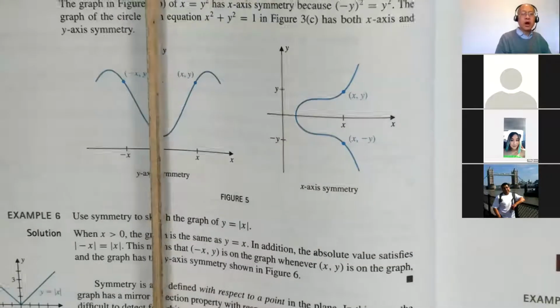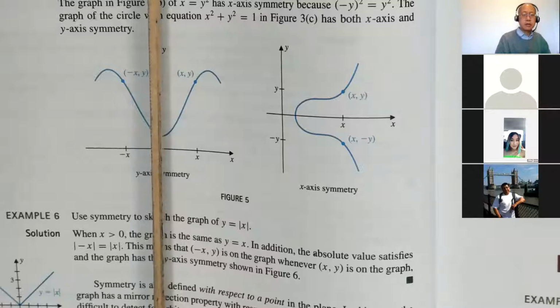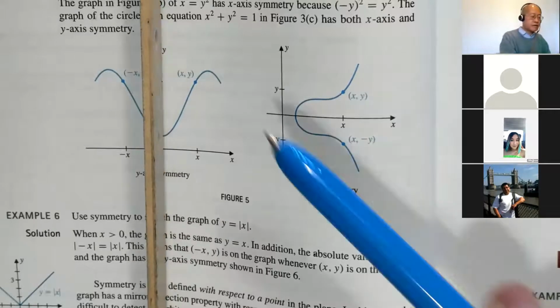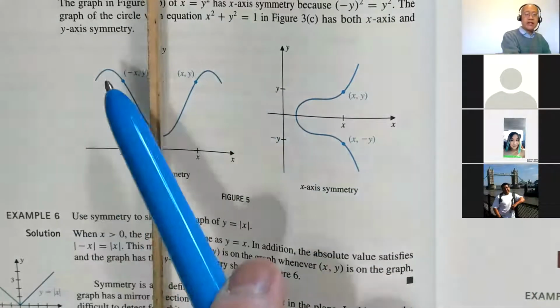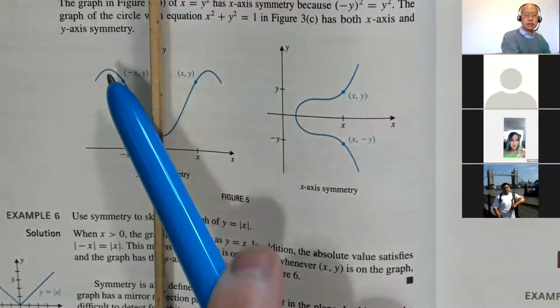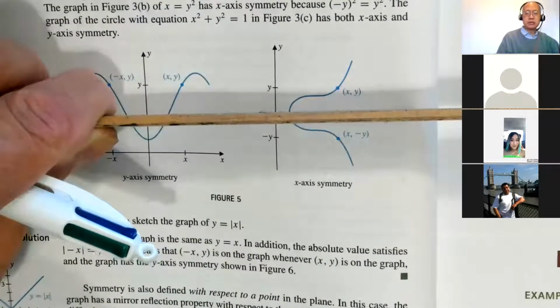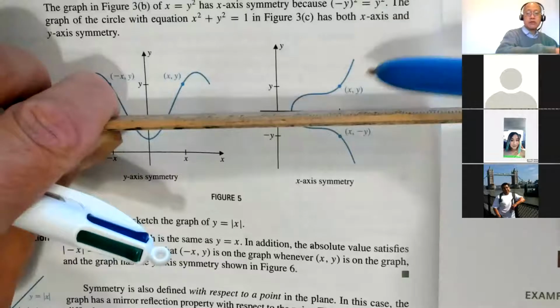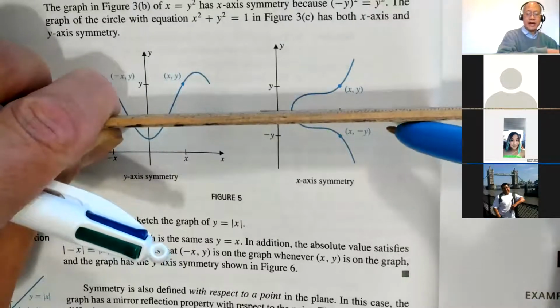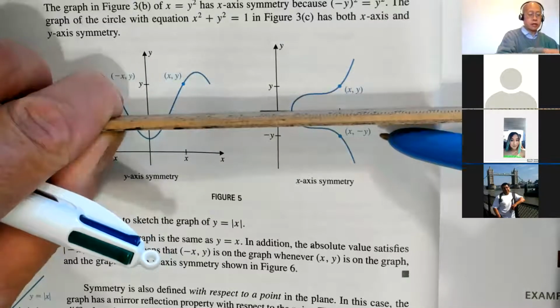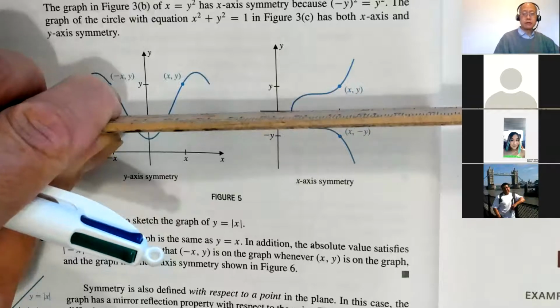This one has y-axis symmetry, because if I replace x with negative x, I get something equivalent. And likewise, x-axis symmetry. I replace y with negative y, I get another point in a graph essentially. So they are going to be equivalent.